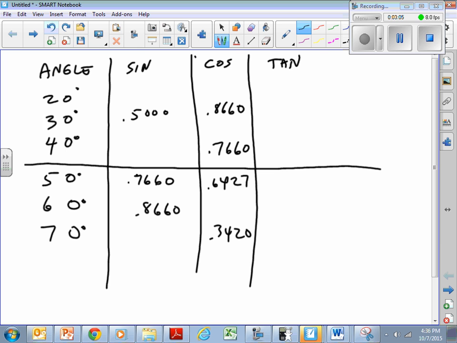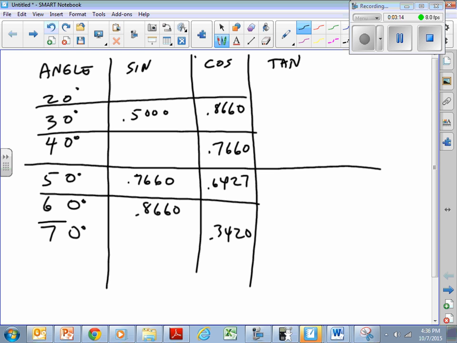So here's the deal. This is sort of a puzzle. Some pieces are there and other pieces are missing. Your task is to fill in the missing pieces. Now, how do you do that based on what we were talking about earlier? It has to do with complementary angles.